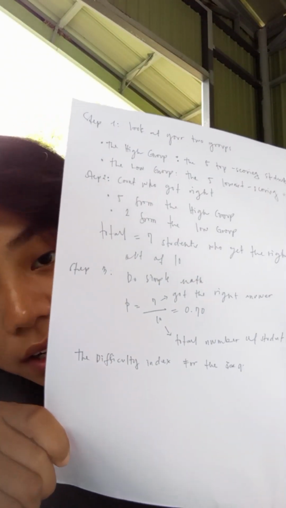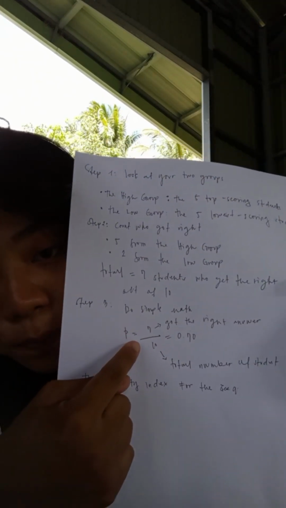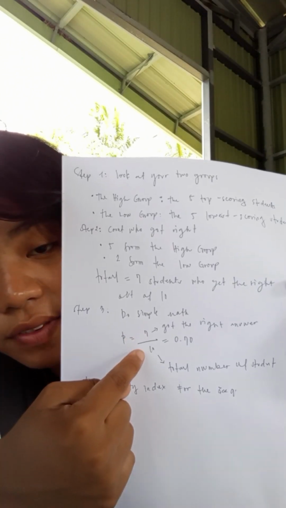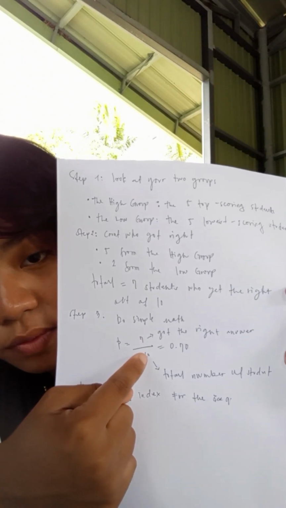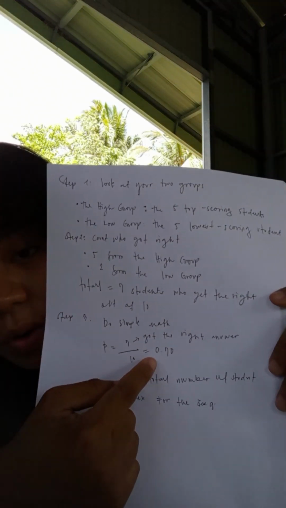So in step 3, we have to do the simple math, using the formula. We divide the total number of students who got the right answer by the total number of students in the room. So 7 divided by 10 is 0.7. So the difficulty index for the question is 0.70.